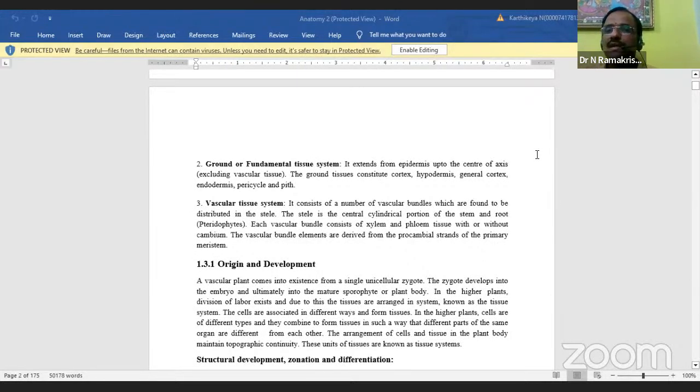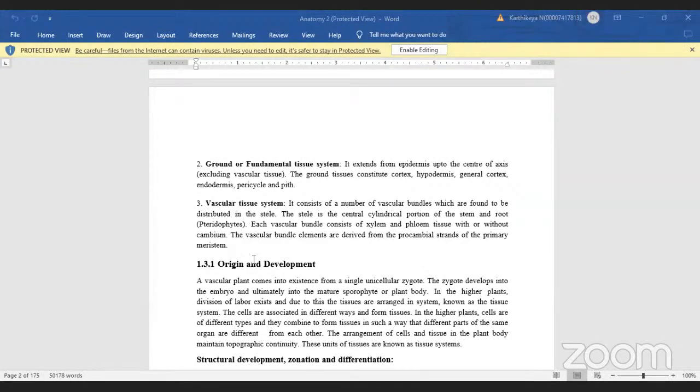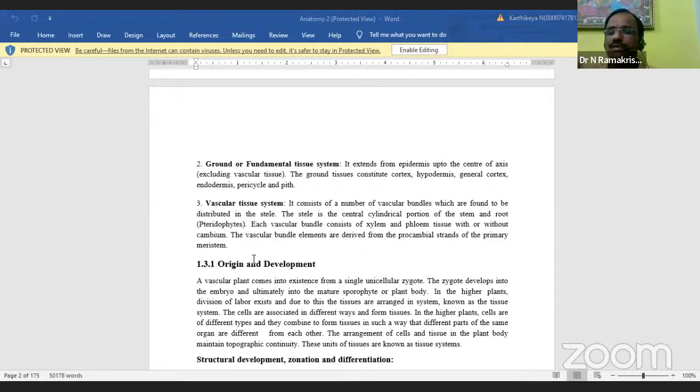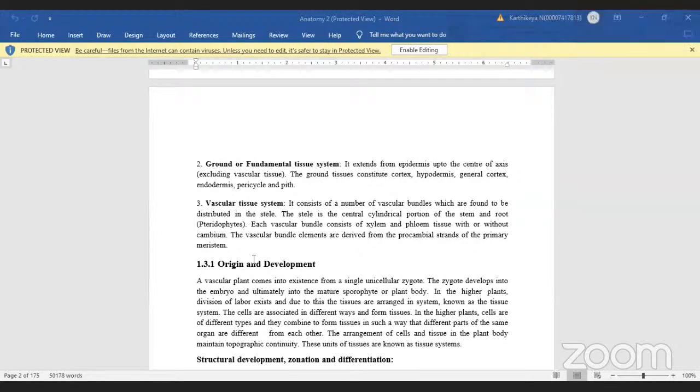You know the word is intercellular spaces? Gaps between. Yes, in between the gaps, we call that intercellular spaces. Okay, Ashok Kumar, Akshay Kumar, okay. Yes, sir.